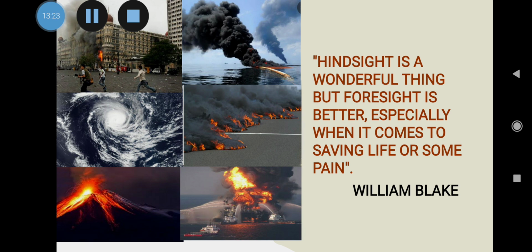Okay, I would like to conclude the topic with a quote by William Blake: hindsight is a wonderful thing, but foresight is better, especially when it comes to saving life or some pain.